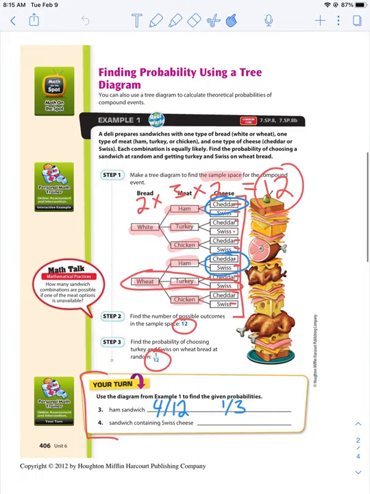All right, number 4, sandwich containing Swiss cheese. Well, let's switch the color again. We got Swiss, Swiss, Swiss. Looks like it's every other because there are 2 types of cheese. So containing Swiss is 1/2. Probability is 1/2 that a random sandwich would contain Swiss and not cheddar.